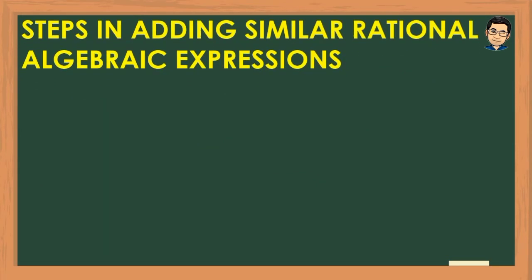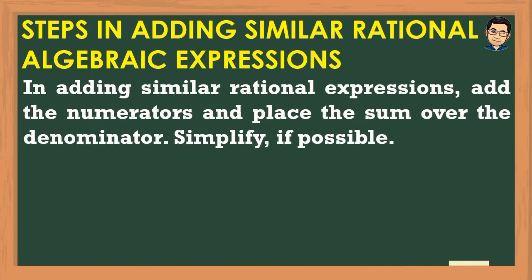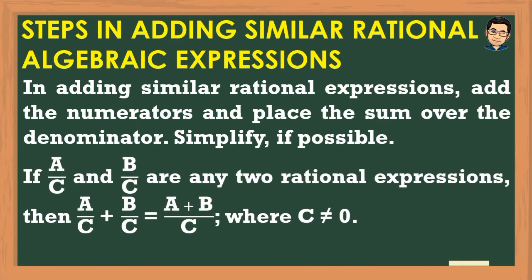Here are the steps in adding similar rational algebraic expressions. In adding similar rational expressions, add the numerators and place the sum over the denominator, then simplify if possible. If A over C and B over C are two rational expressions, then A over C plus B over C is equal to A plus B over C, where C should not be equal to 0. Again, C, the denominator, should not be equal to 0, because it would be undefined.